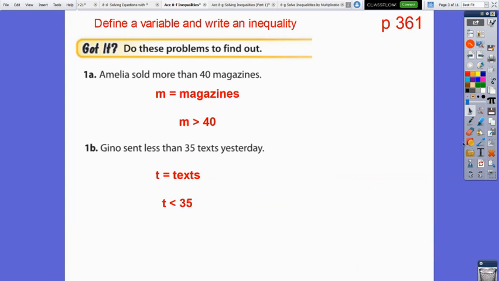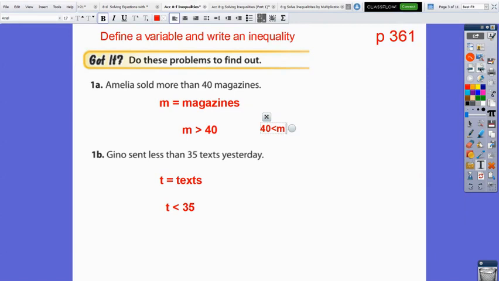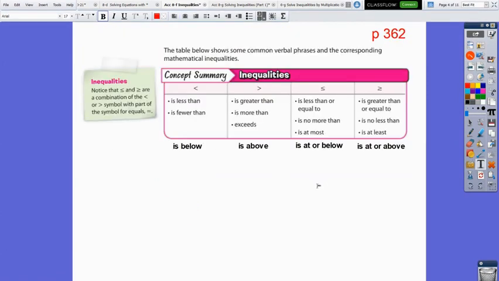Now, one of the differences in inequalities from equations, there are 3 of them, when you're solving them especially, is that you could change the order of these. So you could write 40 is less than M. That's the same thing. If she sold more than 40 magazines, then 40 is less than the number of magazines that she sold. Every inequality can be switched like that. But unlike equations, when you switch the sides of the inequality, you also have to switch the direction of the inequality sign. That's one of the major differences between inequalities and equations. There are 2 more that we'll get to later.